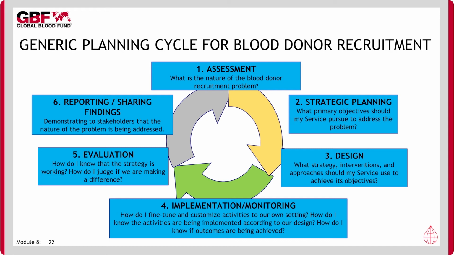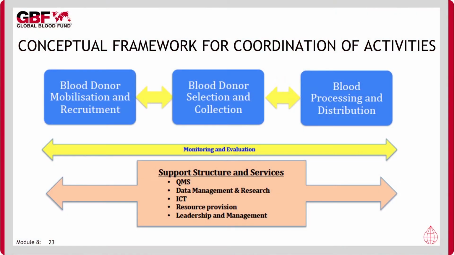In stages 4 to 6, activity needs to be not just implemented, but carefully monitored to understand to what extent expected outcomes are being achieved. Finally, remember to keep stakeholders informed. This figure illustrates how the donor-focused activity should be integrated into the overall blood program coordination framework. It is important to note that a support framework is needed for the blood donor recruitment function, as for others. This includes a quality management system, as well as data management, research, and ICT resource provision.